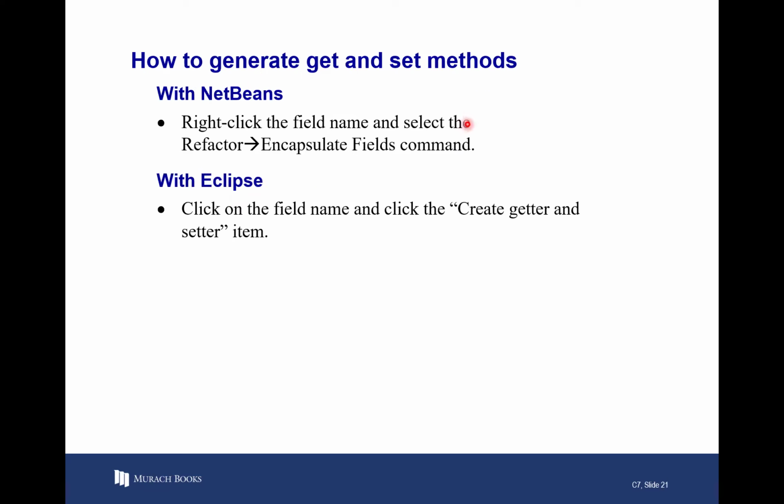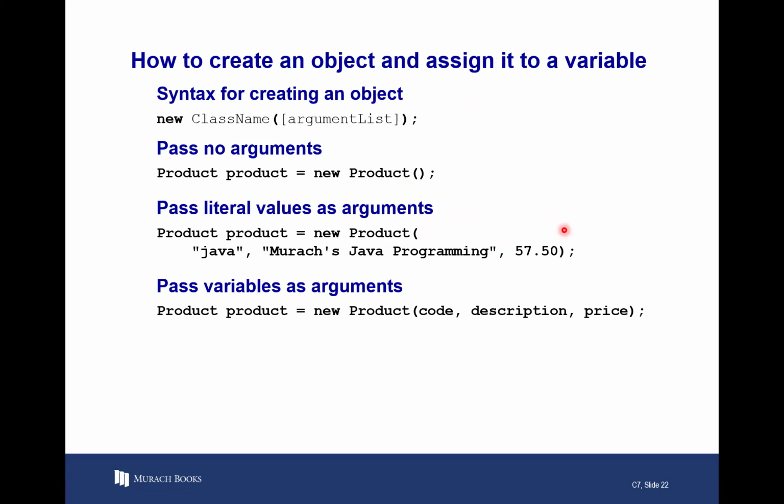How to create setters and getters is just right-clicking and selecting source and selecting create getters and setters. We did also cover that if you create multiple constructors, this is a constructor with no argument.